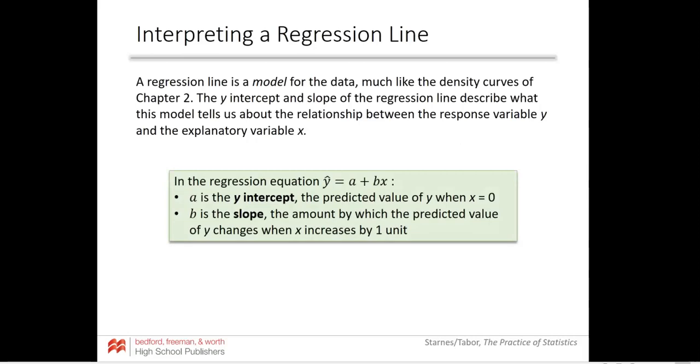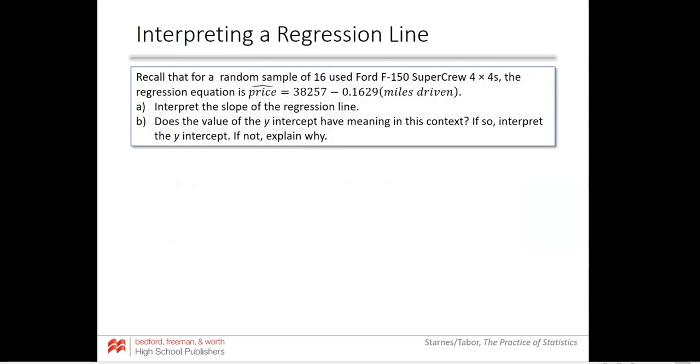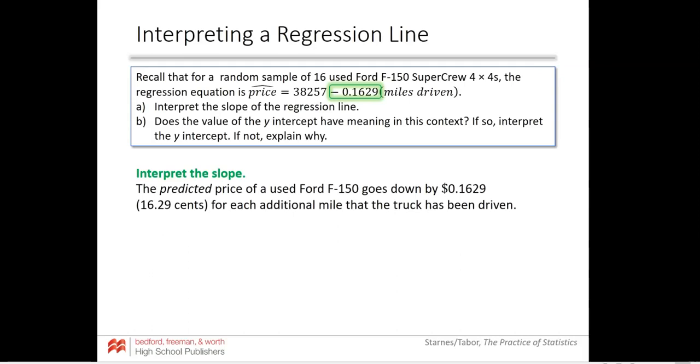Interpreting a regression line. So in the regression line, a is the y-intercept, b is the slope. In this case, let's interpret the slope. The slope is going to be the predicted price goes down by, so think of that as a fraction. The numerator is negative 0.1629. The denominator is 1. Remember, change in y over change in x is slope. So the y values, which is price, is going down by 0.16 or 16.29 cents for each additional 1 mile, the denominator is miles in this case, and so it's going down by that.